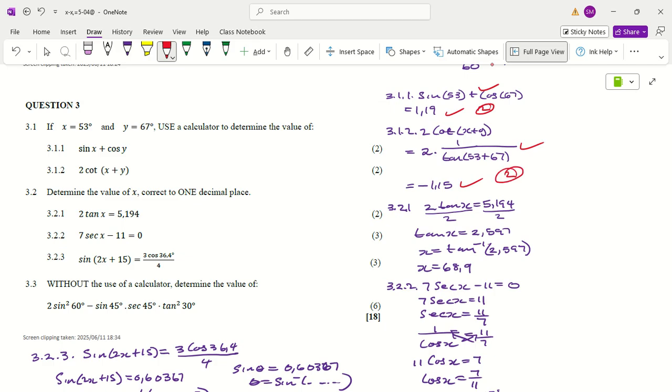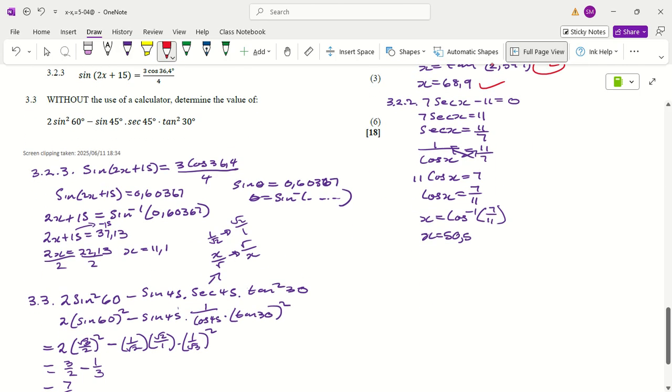And then the next one, 3.2.1, is also 2 marks. You get a mark for simplifying by dividing by 2, and then the answer, that is 2 marks. Then for 3.2.2, it's 3 marks. You get a mark for the reciprocal of sec, which is cos, then a mark for simplifying, and then a mark for the answer, that is 3 marks.